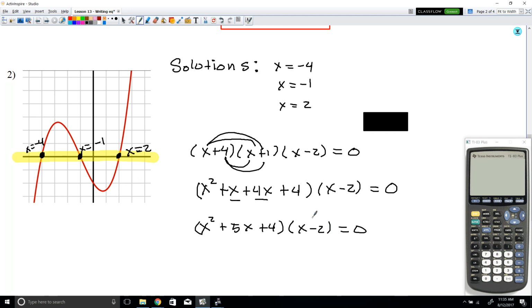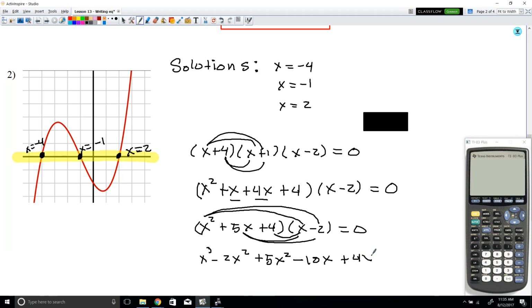So guess what? We're going to multiply once more. So let's distribute this. X squared times x, that's x to the cube. X squared times -2, that gives me -2x squared. All right. So we're going to distribute this once more. 5x times x, that's 5x squared. 5x times -2, that's -10x. We're not done. We still got to distribute this 4. So now this becomes 4 times x, that's 4x. And lastly, 4 times -2, that's -8. Still equal to 0.